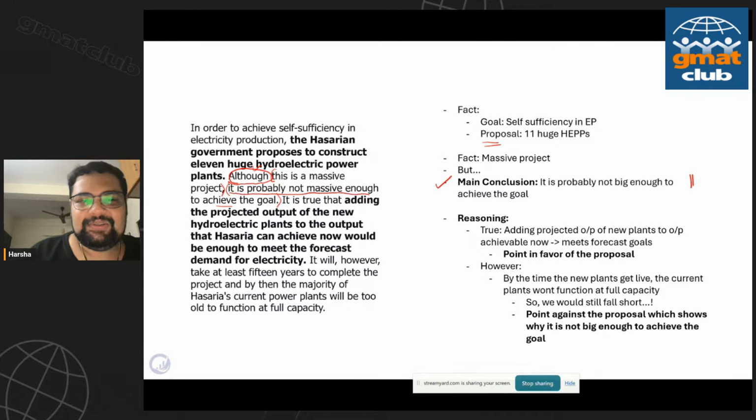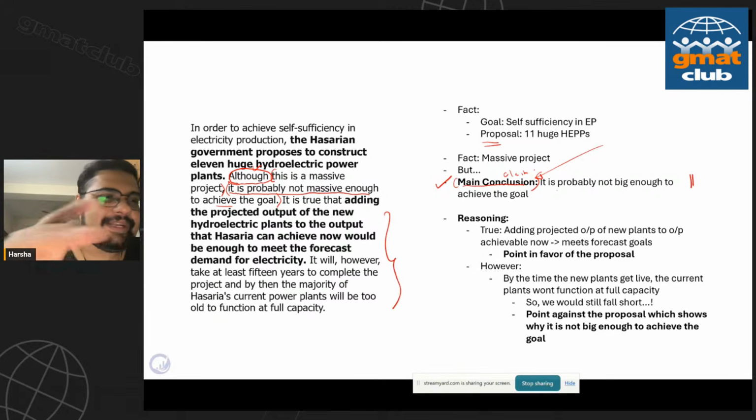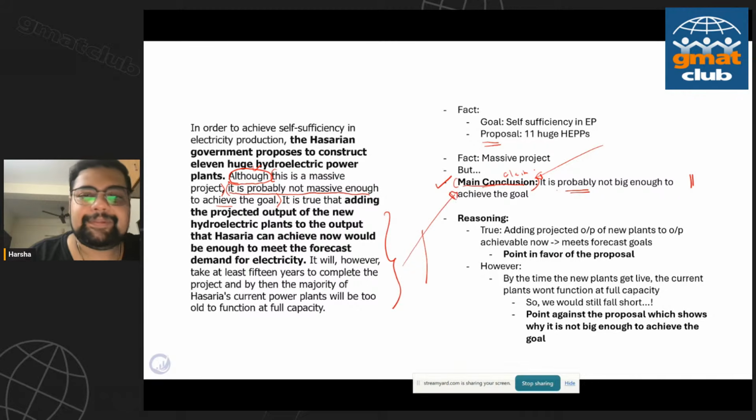So although this is a massive project, the author goes on to claim that it's probably not big enough to achieve the goal. As of the time I was reading this, I didn't know if this is the main conclusion, so at that point I just called it a claim the author is making. Even with these notes that you have seen me scribble here, it's not that as I'm reading, I'm categorizing it as premise, fact, main conclusion. I'm reading it normally, casually. At this point, the maximum I figure out is that the author is making a claim that it's probably not big enough to achieve the goal.